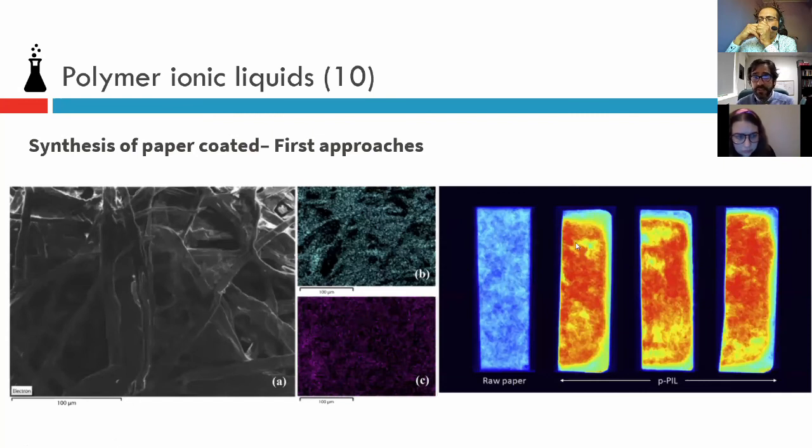And just the last slide. So you can find here a microscopy picture of the surface of the paper. We did some elemental analysis in the surface. You can see here the phosphorus and fluorine atoms coming from the counter ion, and we use as well fluorescence measurement just to detect the presence of polymeric ionic liquid into the paper structure, because this polymer has some native fluorescence. So in the raw material, no fluorescence is detectable, and here when the paper is modified with polymeric ionic liquid, you can see some signals coming from the polymer.